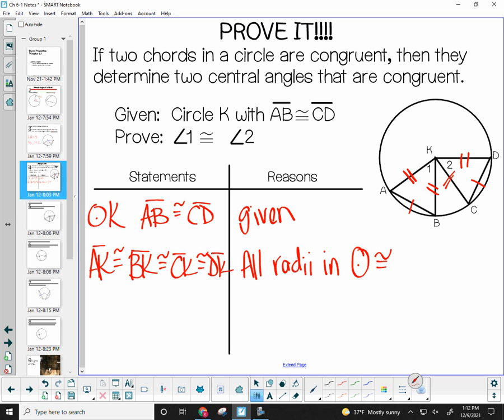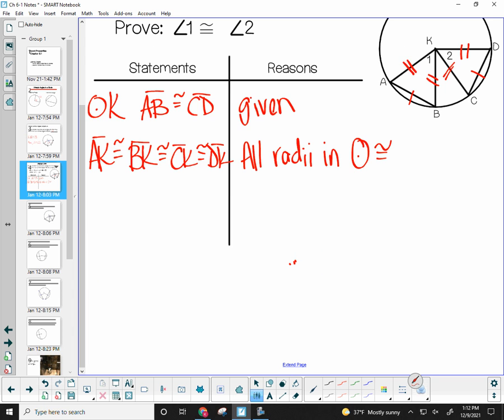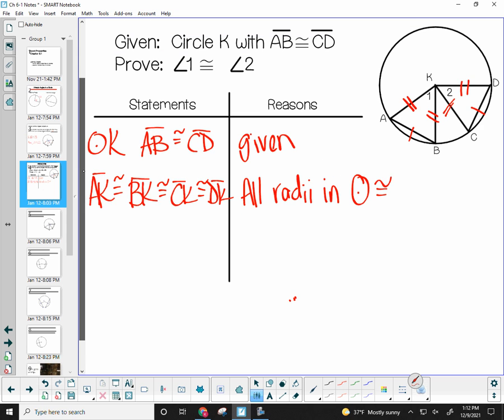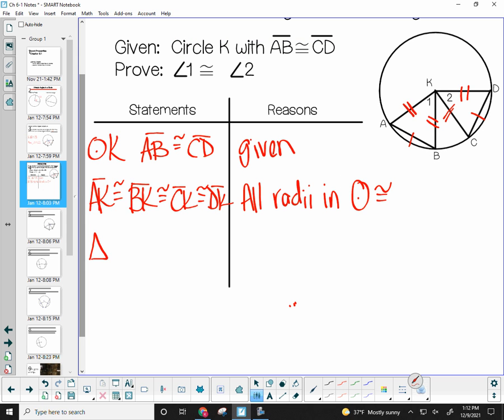All right, so now we can say our triangles are congruent. So I can say triangle AKB is congruent to triangle CKD because of side, side, side.